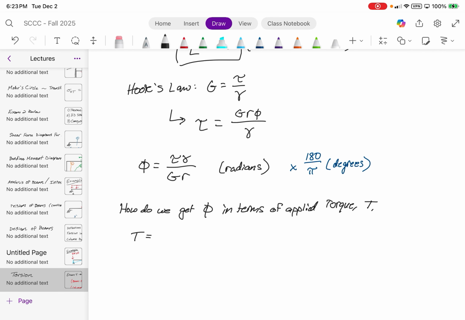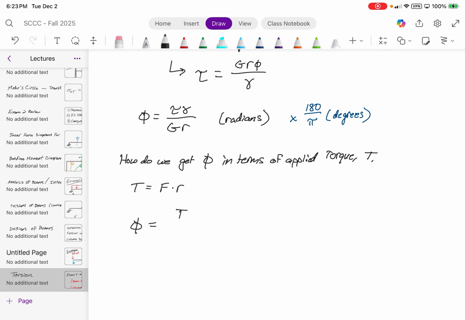So from here, we can rewrite this whole thing knowing this. And what we'll end up with is that the angle of twist is just going to equal the torque times the length divided by the shear modulus times this new property known as J. Now J is what we call the polar moment of inertia.